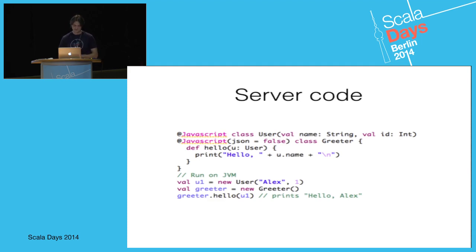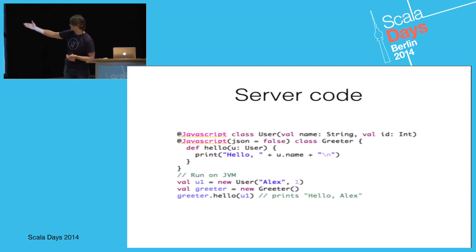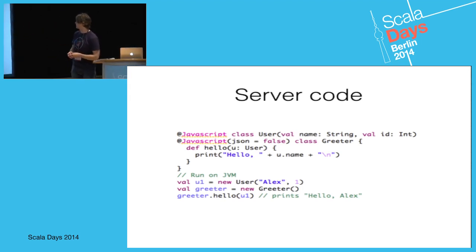and apparently I can reuse my Scala code and run it on a JVM and in a JavaScript interpreter at the same time. So here I define a class user and a greeter that actually just prints a name. And when I create a user and I run a hello function, it just prints hello.